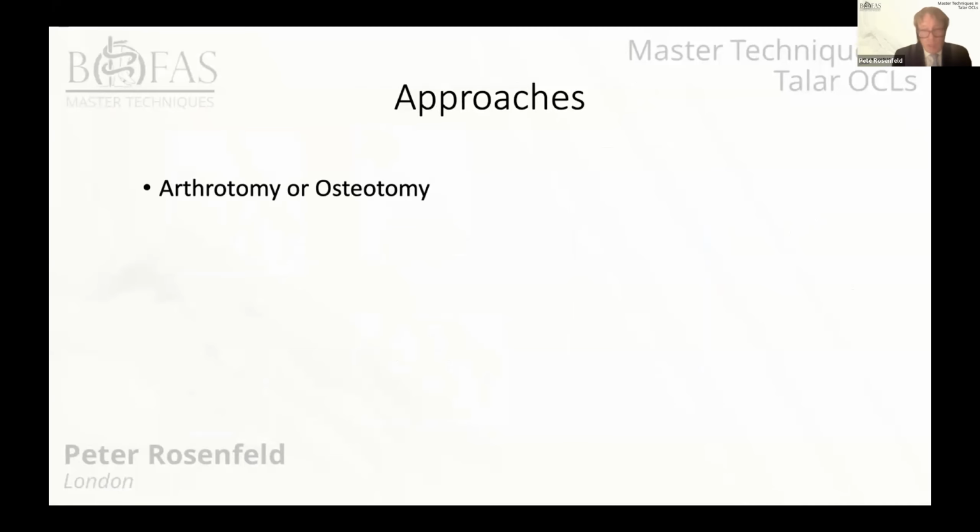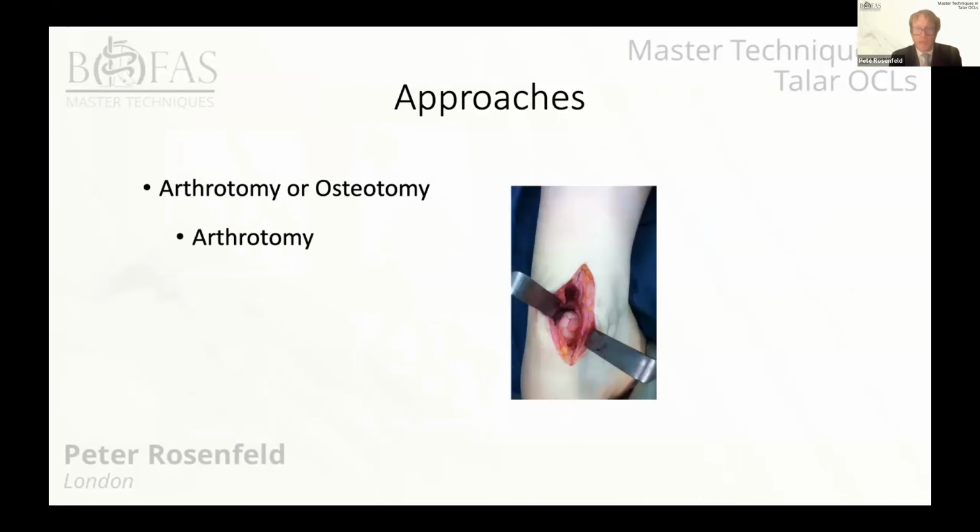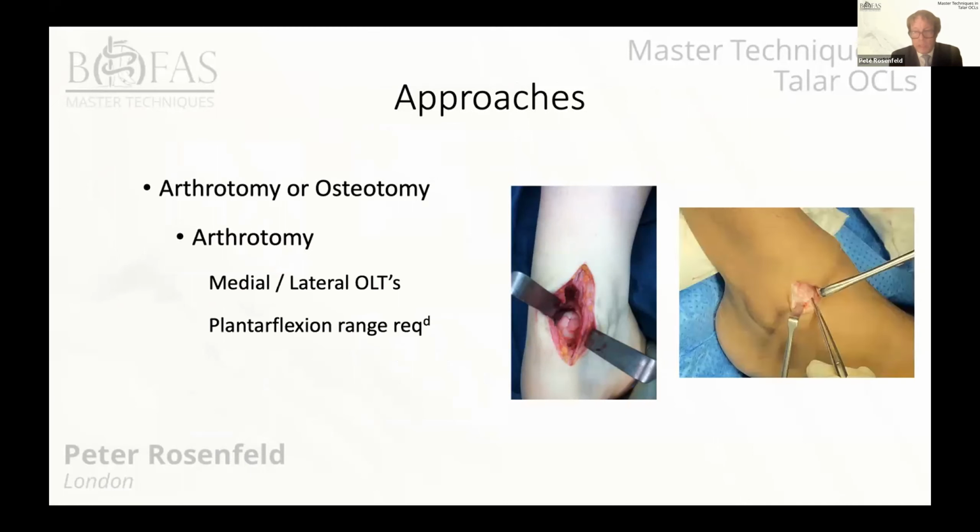So how do you do it? Well, you can either do it through an arthrotomy or an osteotomy. It's quite rare to be able to do it through an arthrotomy, but if the lesion's in the anterior half and the patient has a flexible ankle, you can plantarflex their ankle and approach it either medially or laterally. In fact, this is an AMIC, that's not an OATS. But you need to have a good flexible patient to do that.